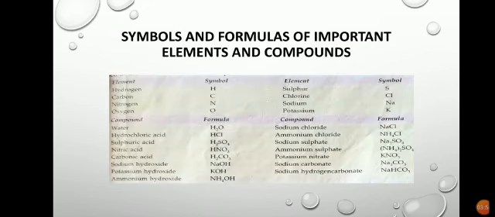Now here you can see the different symbols and formulas of important elements and compounds. These are very, very important. Now as I have discussed, first sodium hydroxide and potassium hydroxide.